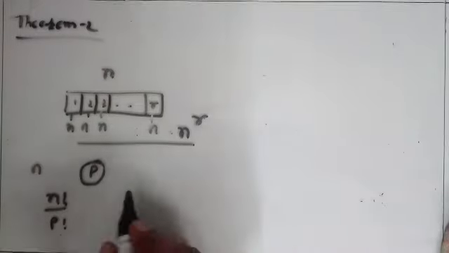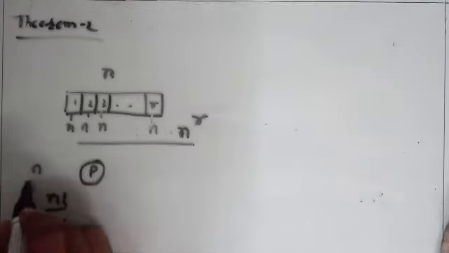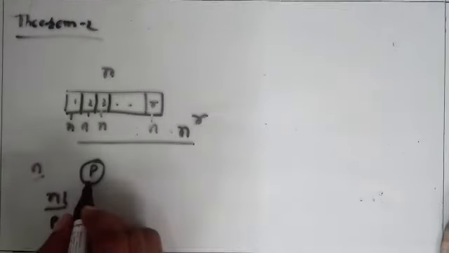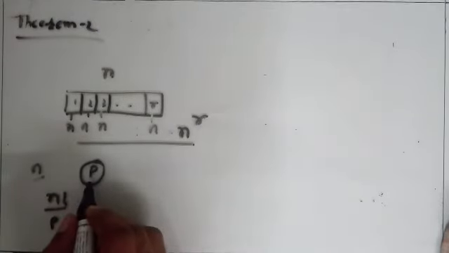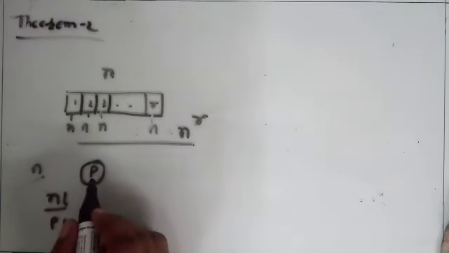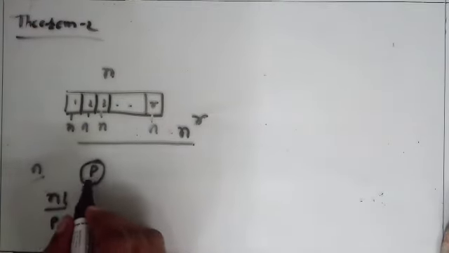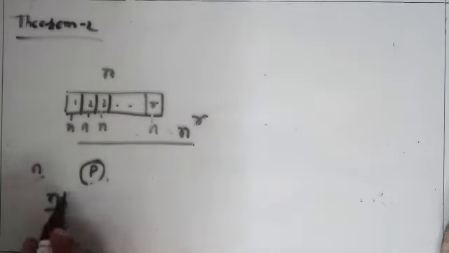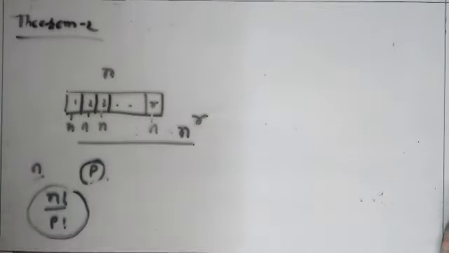Theorem number 3: the number of permutations of n objects when p objects are of the same kind and the rest are all different is n factorial upon p factorial.